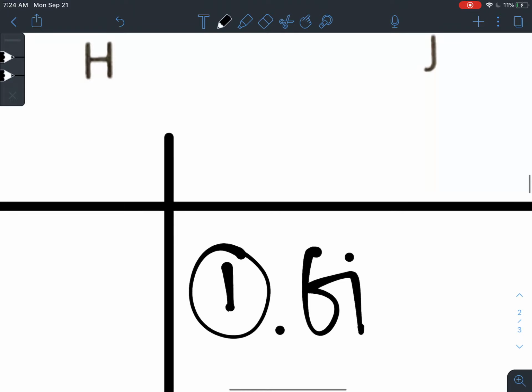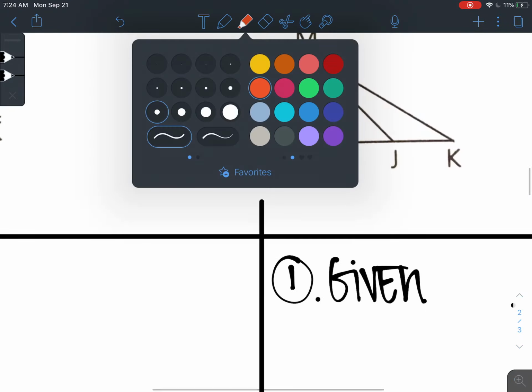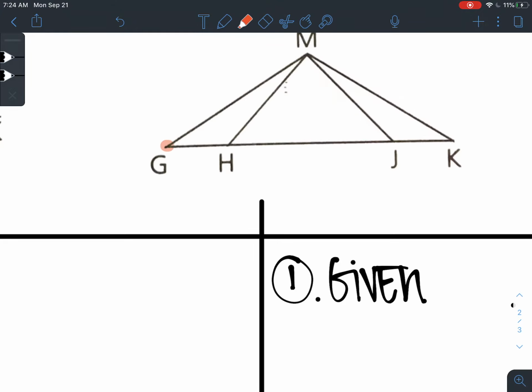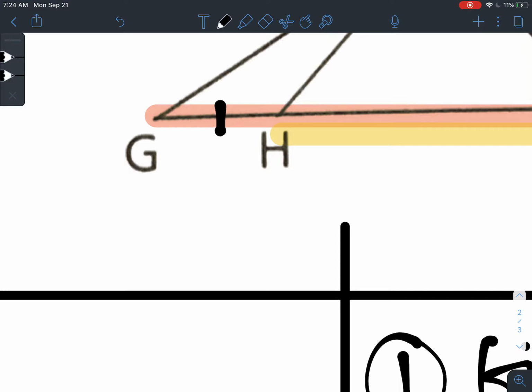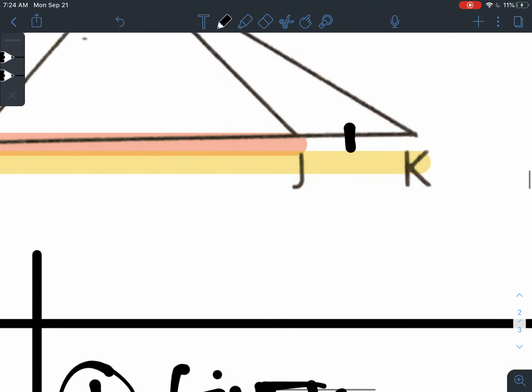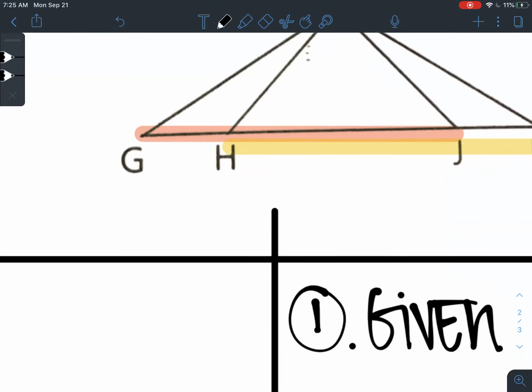So let's take a look at what we're trying to prove here, okay? So what we're given in all of this is that this segment of GJ is congruent to this segment of HK. And what we're trying to prove, all right, is that GH is congruent to JK. All right, that's what we're trying to prove, okay? But let's just kind of see why this makes sense, though.